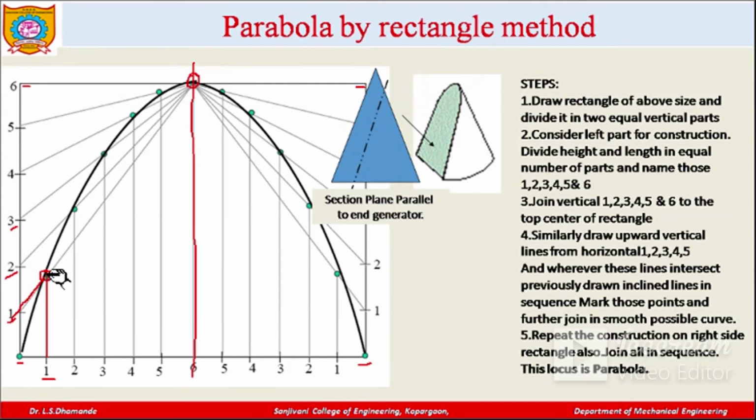Similarly you draw this line from 2, and also draw this vertical line from this 2, and it will give you the second point on this parabola. Then similarly when you draw the vertical from this, you will get the third point on the parabola, fourth point, fifth point, and this is the sixth point, the last point. In exactly the same way, divide the length and this height into an equal number of parts, again draw the verticals and join these points with the center of this rectangle. You will again get the intersecting points on this side. That gives us the parabola.